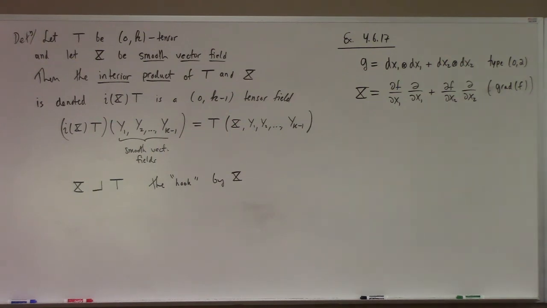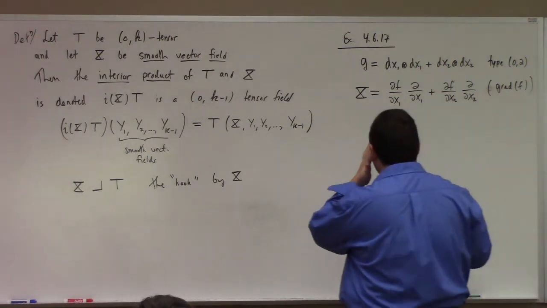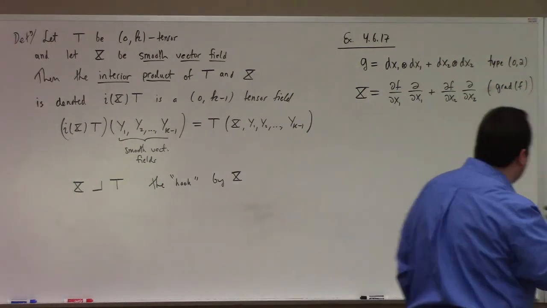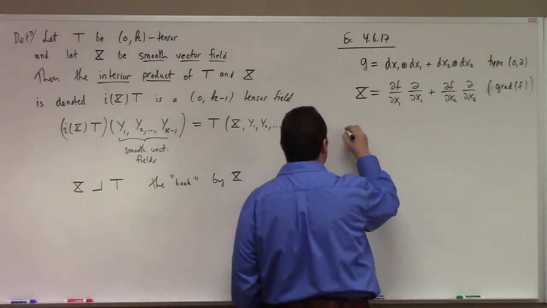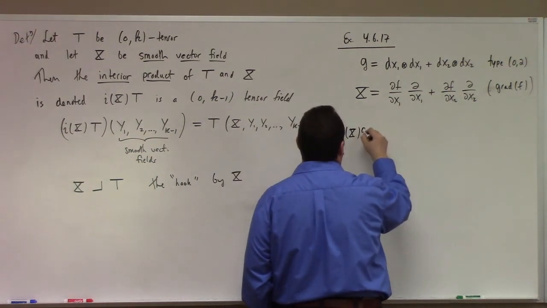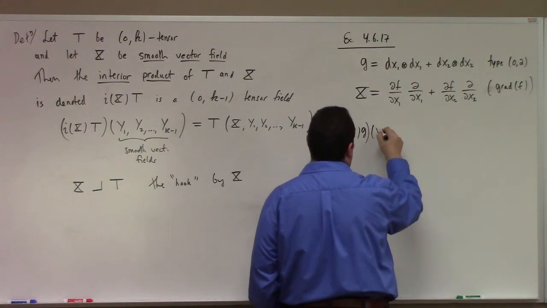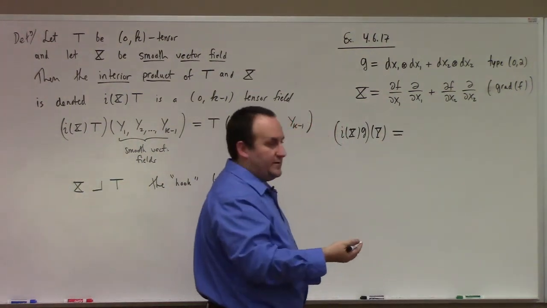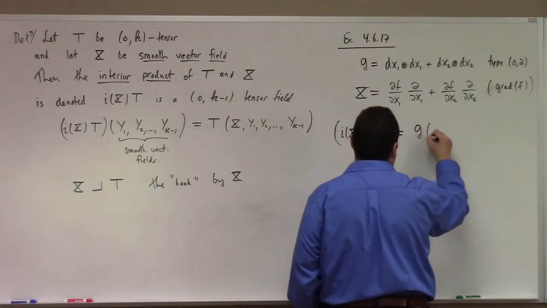So here's a tensor, type (0,2). Here's a vector field. Let's calculate the hook. I'm sorry, the interior product of X with g. And I think to do that, he also feeds it a Y. So i_X g of Y. How does that work? Here, that's just g of X, Y.